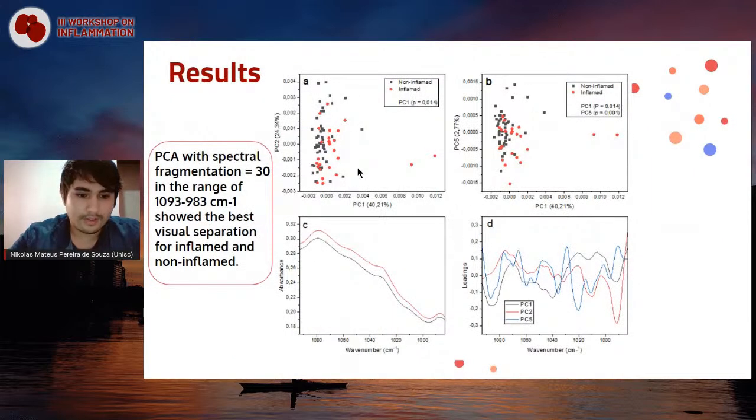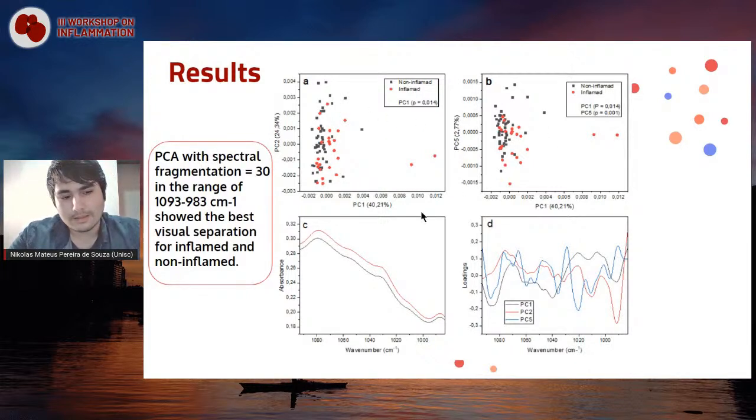As a result of our interval principal components analysis, the spectral region in the range of 1,093 to 983 showed the best visual separation between inflamed and non-inflamed patients and was represented in the top two graphs here, figure A and figure B.